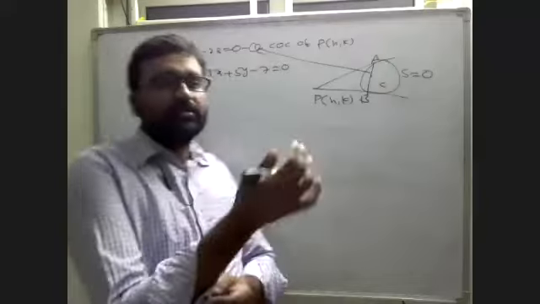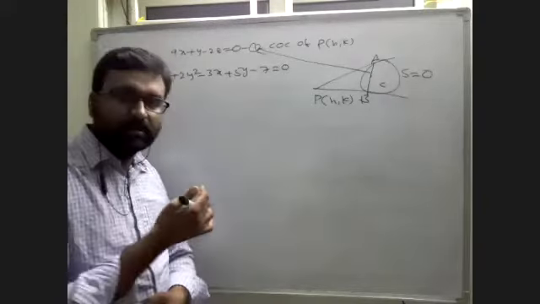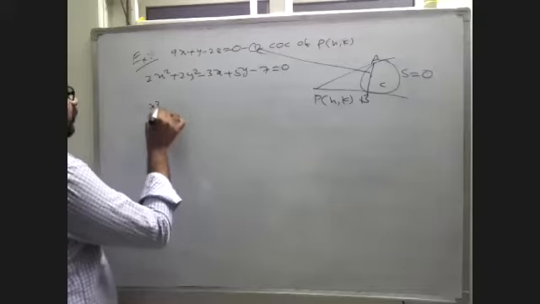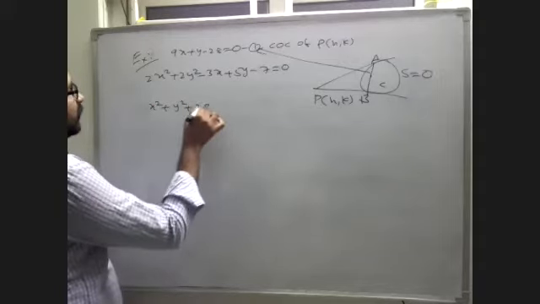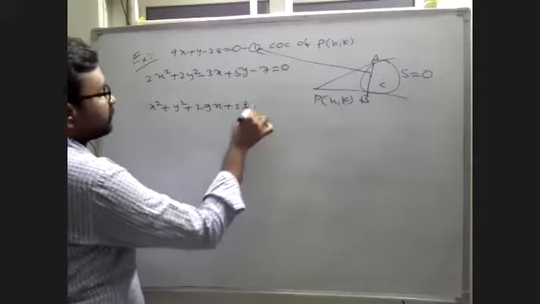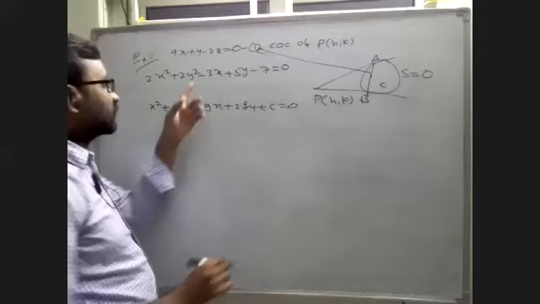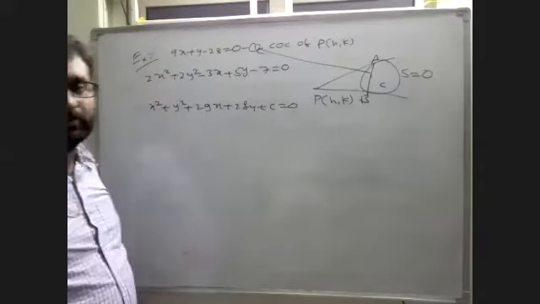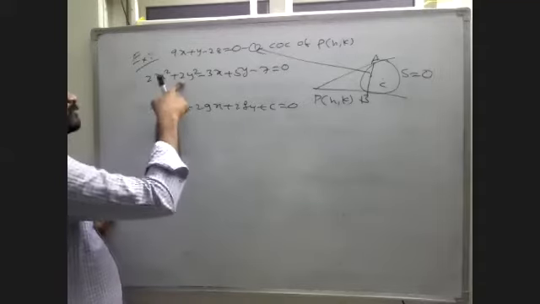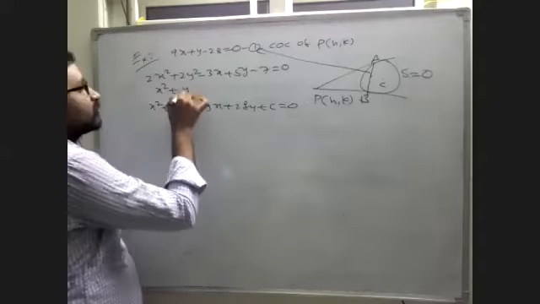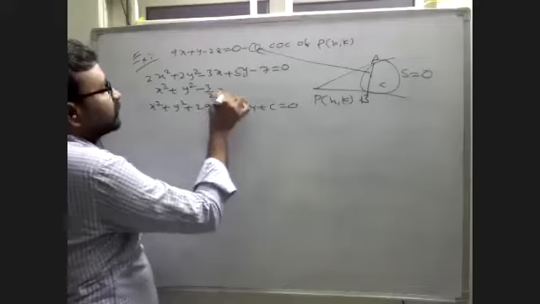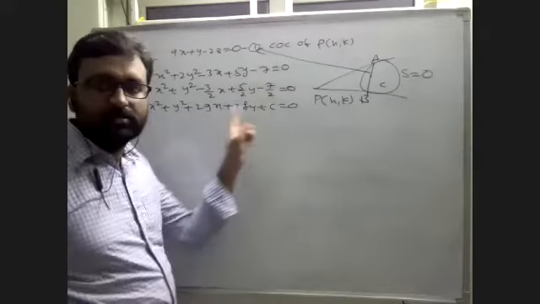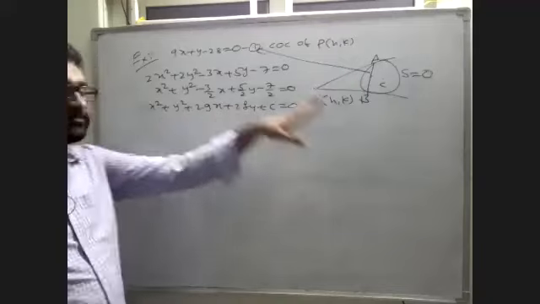If you observe, the circle is not in the standard general form. What is the general form? x square plus y square plus 2gx plus 2fy plus c is equal to 0. The circle is not in this form, so first we have to write the circle in general form. Dividing by 2, you will get x square plus y square minus 3 by 2 x plus 5 by 2 y minus 7 by 2 is equal to 0. Now this is in the general form.